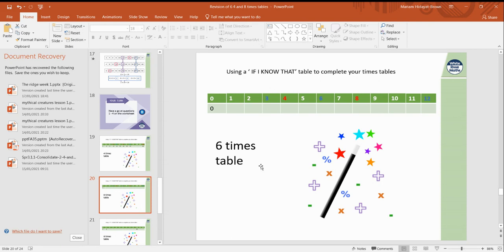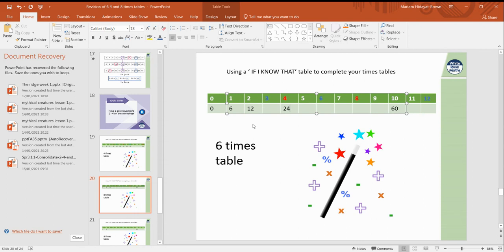So I'm doing my 6 times tables. I know that 0 times 6 is always 0. I know that 1 times 6 is 6. If I know that 1 times 6 is 6, then I know that 10 times 6 is 60. I know that 2 times 6 is going to be doubled 6, so that's 12. And I also know that my 4 times 6, because that's just going to be 2 doubled, isn't it? So I just need to double the answer for 2 times 6, so 12.